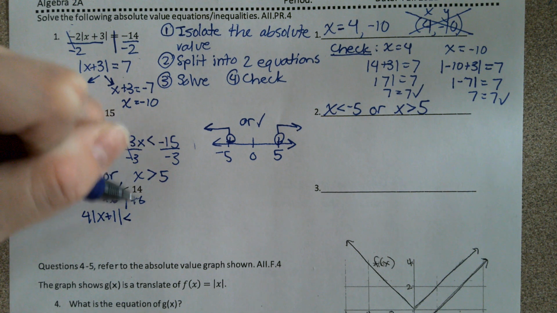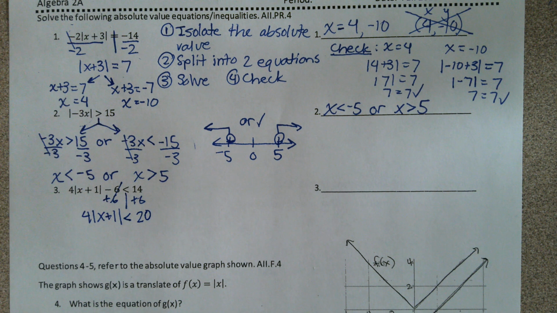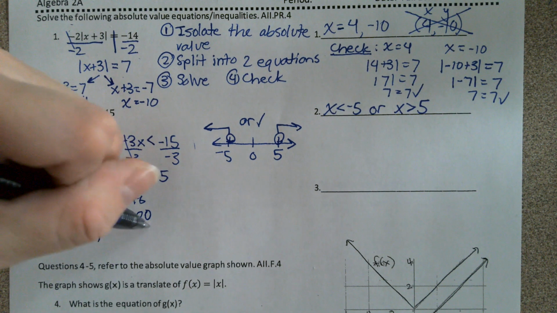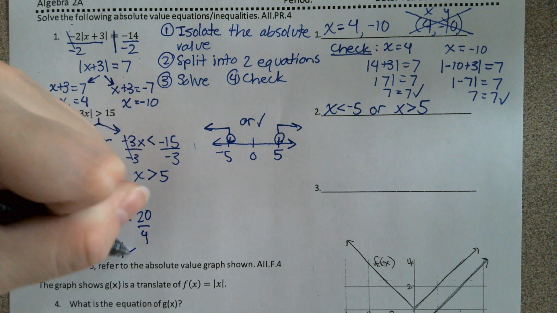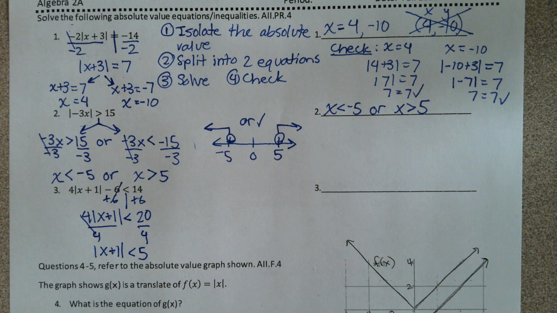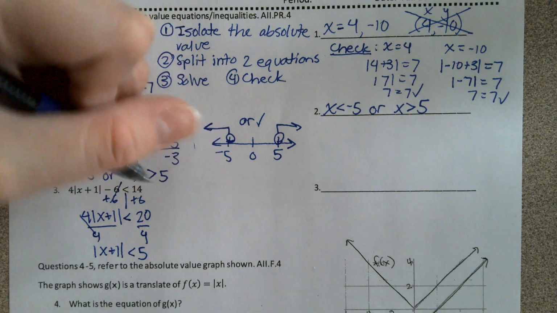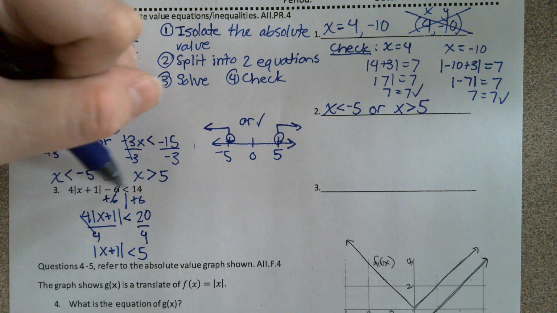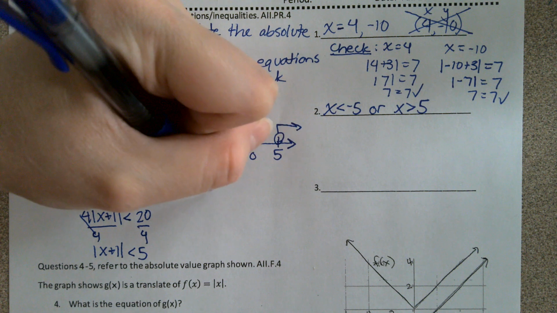is less than 14 and 6, which is 20. And then I divide off this 4 to get x plus 1 is less than 5. From here, I still make my two equations. So this is a less than symbol, less than. This is an and problem.